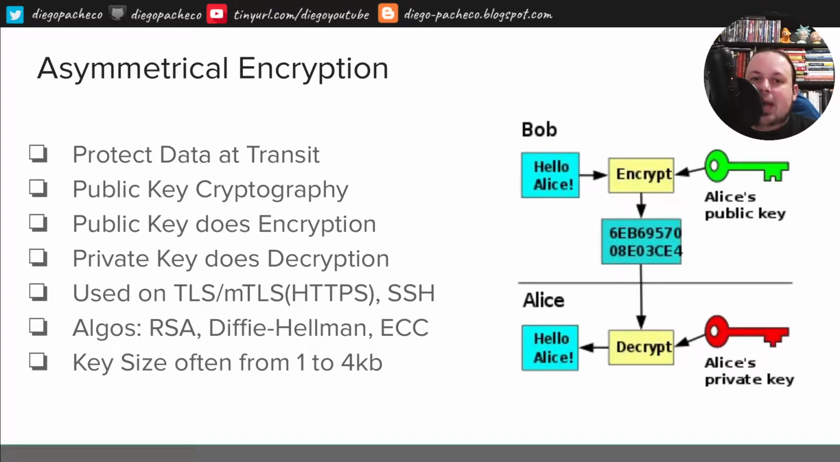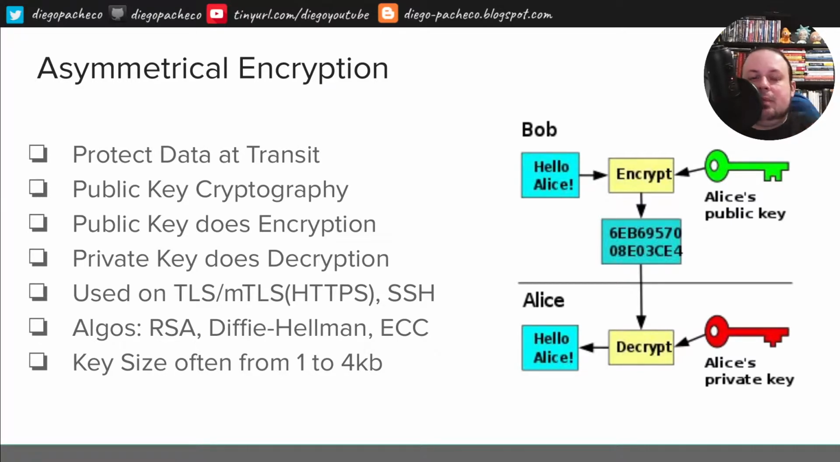We do that to protect data in transit. We also call it public key cryptography. Public key does encryption, private key does decryption, like was mentioned before. On the previous video, I explained in more detail how TLS and mTLS work, but that's definitely used by that, and you're going to see it in any server that has HTTPS, which should be the default nowadays. Also for SSH, if you are accessing a Linux machine, or in the cloud like AWS or Google, wherever.